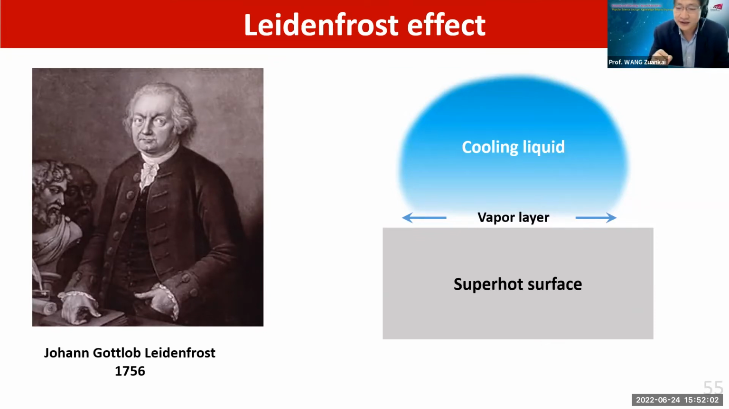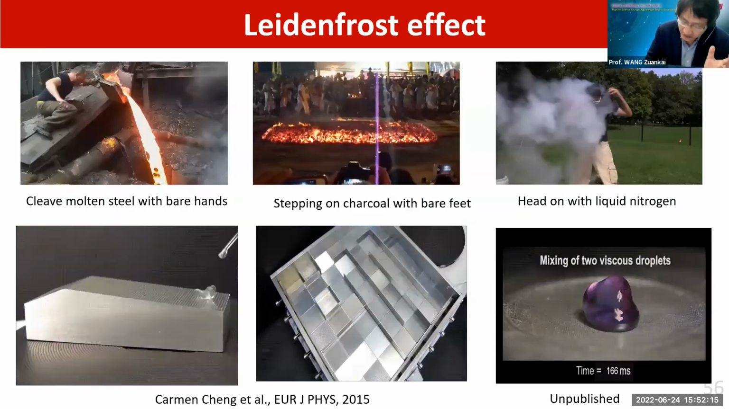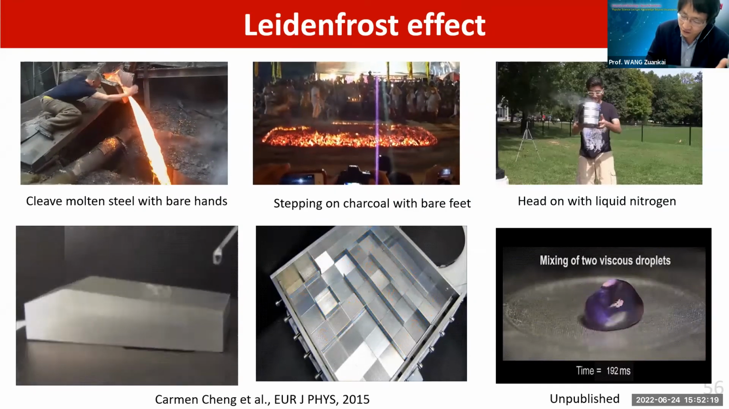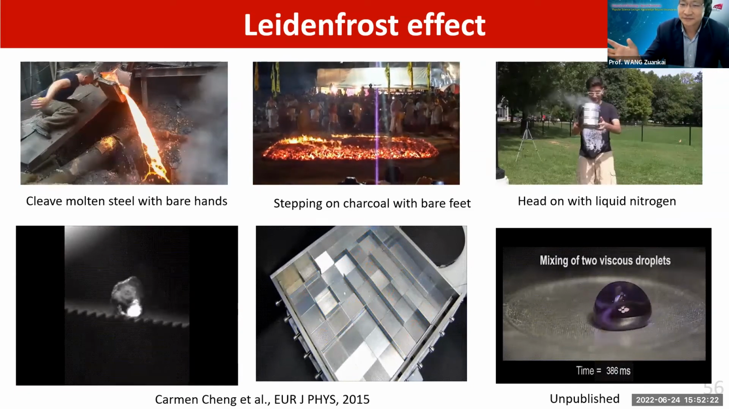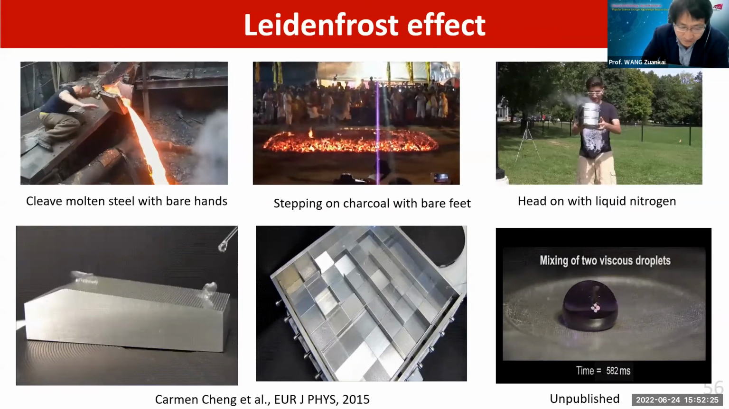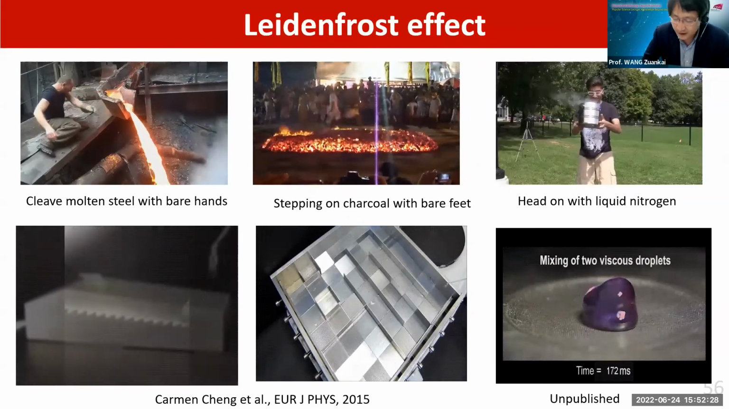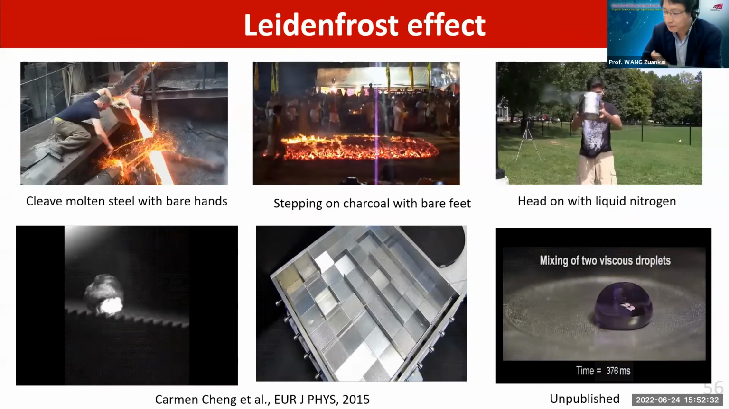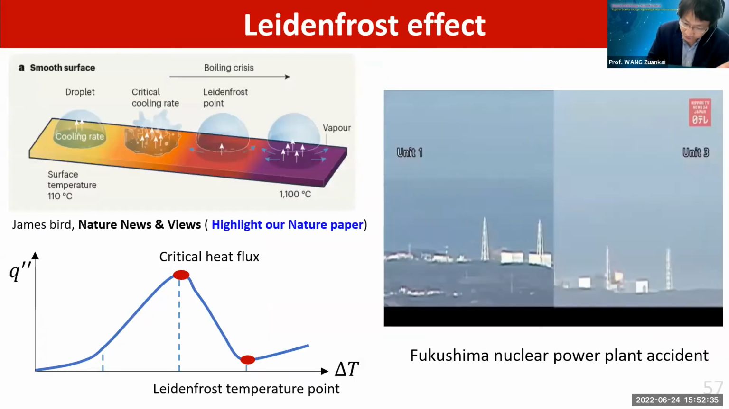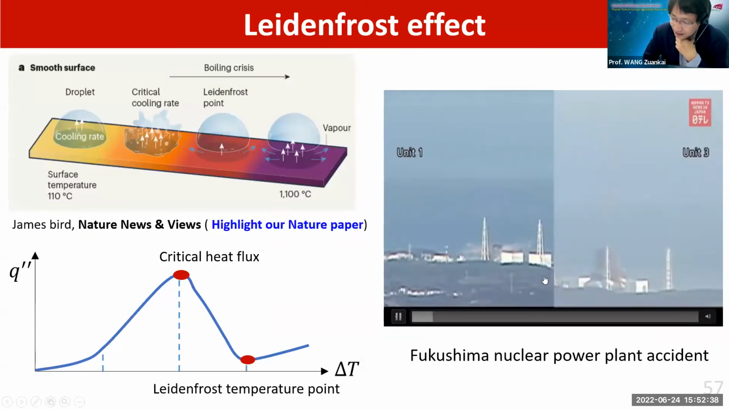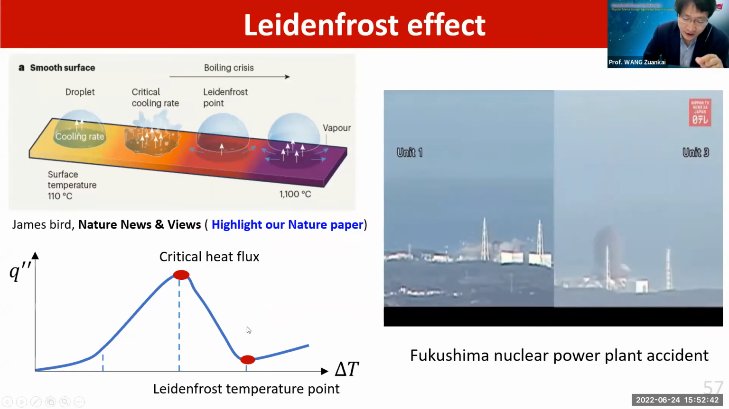This phenomenon has a history of more than 266 years. Over the past 200 years, scientists have tried to develop new technology to suppress it. Even though this phenomenon is artful, it is also playful for some interesting magic things in our daily life, but it's dangerous for heat transfer. It's very useful for drag reduction and for mixing, but detrimental for heat transfer. As I mentioned, in the nuclear power plant in Japan, at a high temperature, the formation of a vapor layer blocked the heat transfer. This is the reason why we have the minimum heat flux.